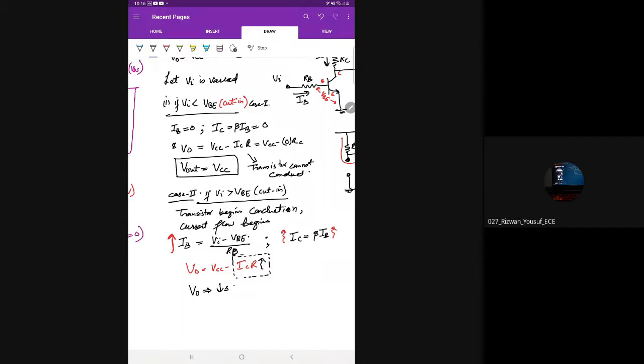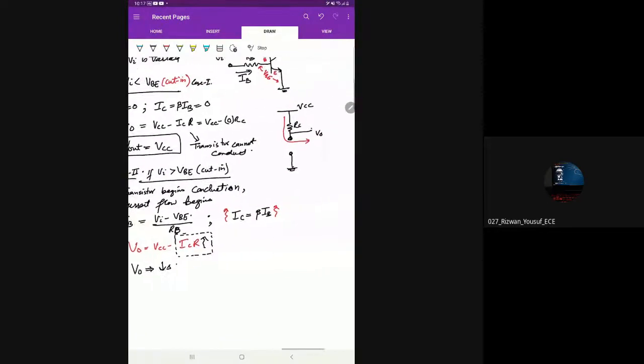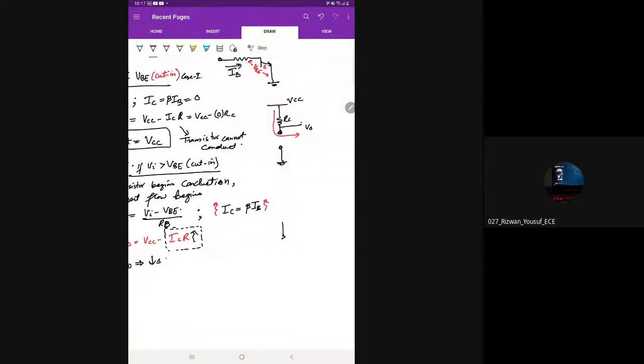Now if V input is very high and current will be very high, IC will also be very high, it will saturate. In that case, the transistor will turn on. Transistor current will be very high and it will behave like a short circuit. In that case, if you have VCC here and you are taking V output here, all the voltage VCC will be latched to ground. So at output you will have ground, so there will be no voltage at the output.